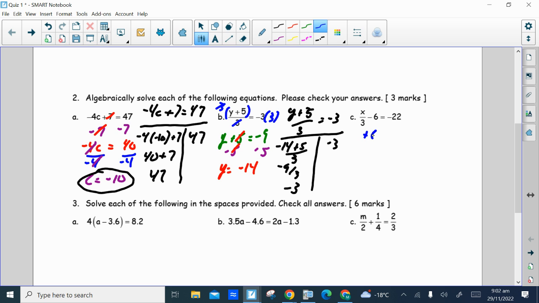Question C, I would add 6 to both sides as a starting point. On the left, the minus 6 plus 6 cancels. You have x over 3 equaling, on the right, negative 22 plus 6 is negative 16. And then we would multiply both sides by 3 to get x by itself. So on the left, 3 divided by 3 cancel. We have x by itself. And on the right, negative 16 times 3 is negative 48. So there's our answer, and that's what we need to use in our check.